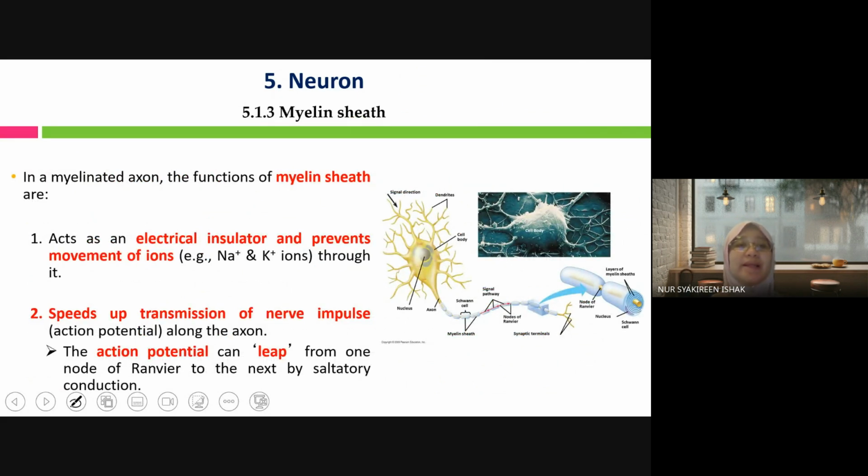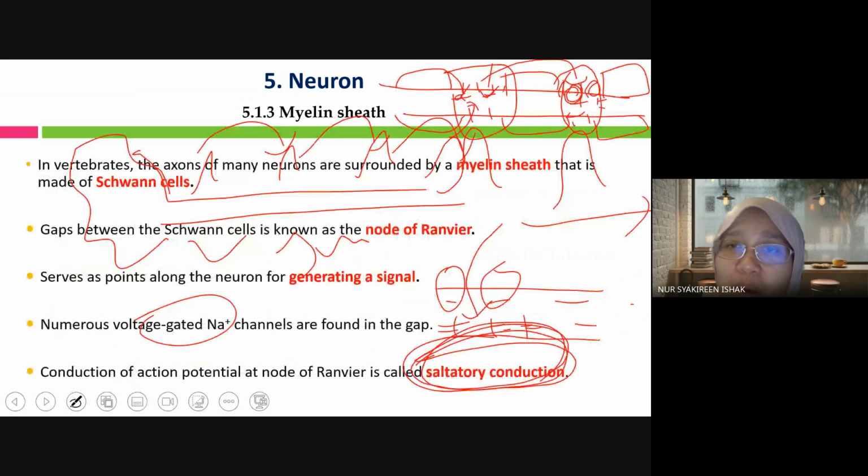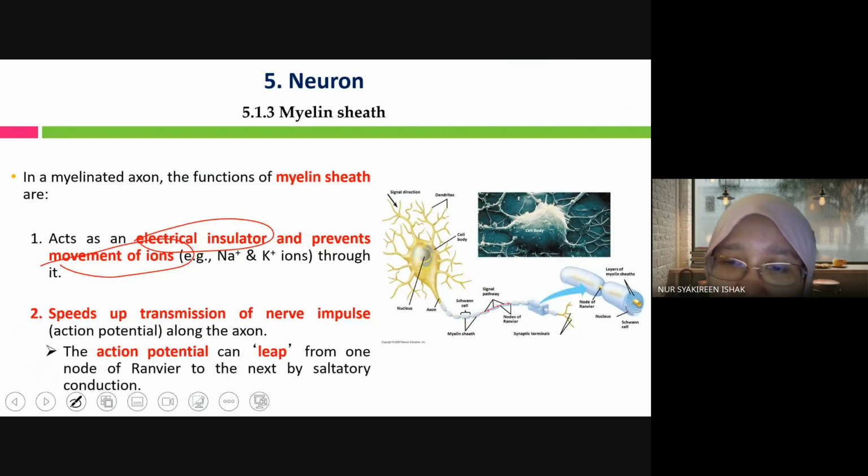Okay, so in the myelinated axon, the function of the myelin sheath is to act as an electrical insulator and prevent movement of ions. Dekat kawasan yang dikoverkan oleh myelin sheath, takkan ada voltage gated channel. It is covered with that myelin sheath. Hanya dekat nodes of Ranvier saja. Apa dia punya significance is that only at the nodes of Ranvier ni, the impulse will be generated.